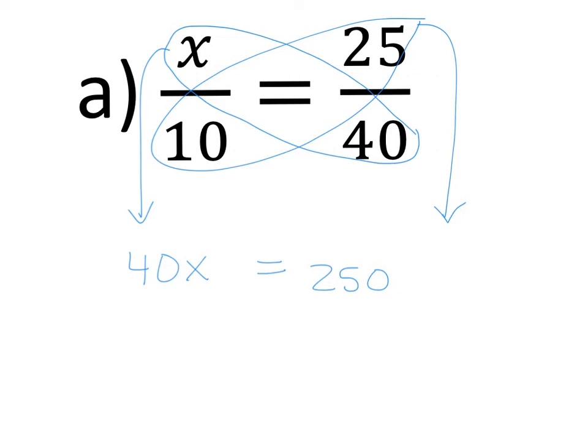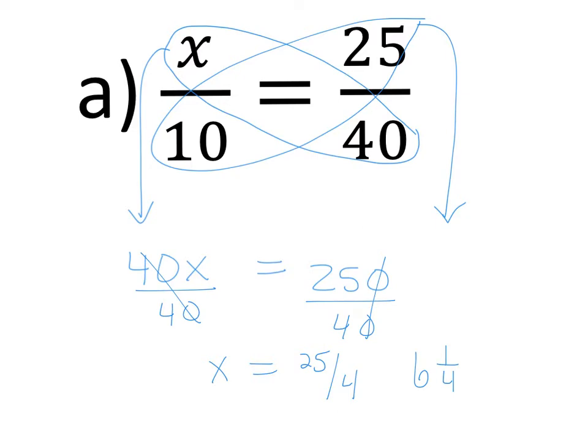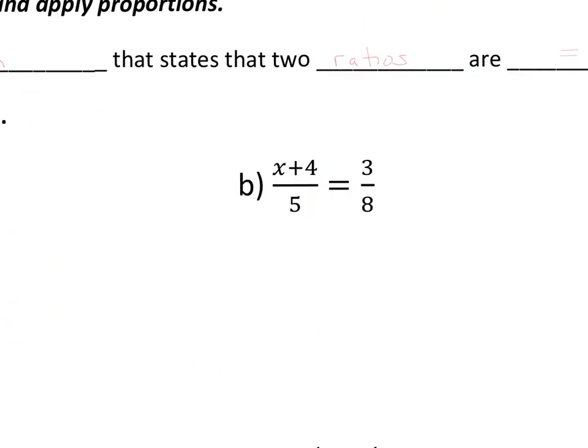And then at this point, just solve for x. So we're going to divide both sides by 40. So you end up with x equals, the zeros will cancel out, and you can leave it as 25 fourths. If you want to find out how many fours go in, you could call it 6 1/4. Okay, but again, you can just leave it improper. All right, so let's go to B here.